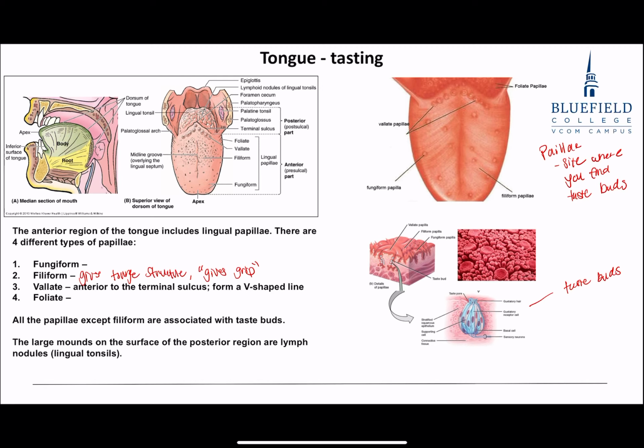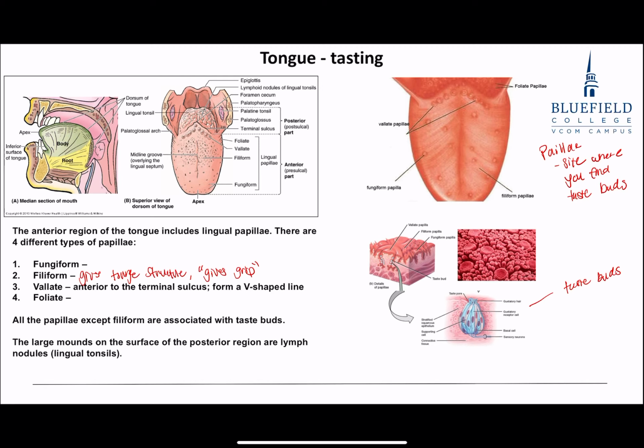Okay, so these lumps on the back, on the posterior third of the tongue, those are not papilla. Those are actually lymphatic tissue, lymphoid nodules. So they're not lymph nodes, they're not surrounded and encapsulated lymphoid tissue, they're just nodules, but there are a lot of them. And in the space between the oral cavity and the pharynx, there's a whole ring of lymphatic tissue, including these lymphatic nodules on the tongue.